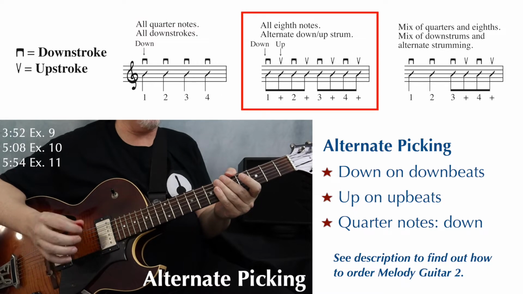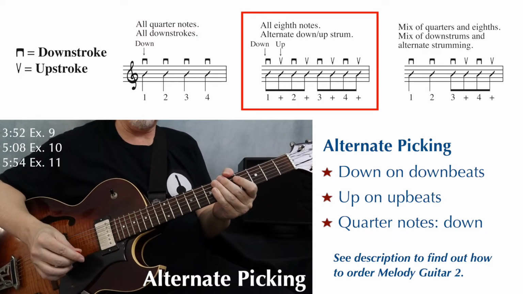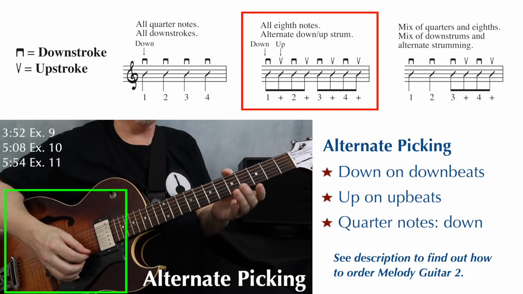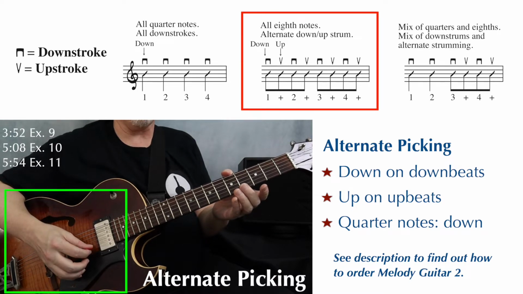When you see eighth notes, as in the second example at the bottom of the page, you play down on the downbeats, up on the upbeats, or the ands. So that's going to be 1 and 2 and 3 and 4 and, or down, up, down, up, down, up, down, up.